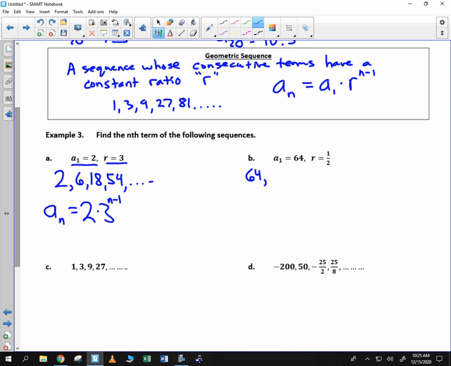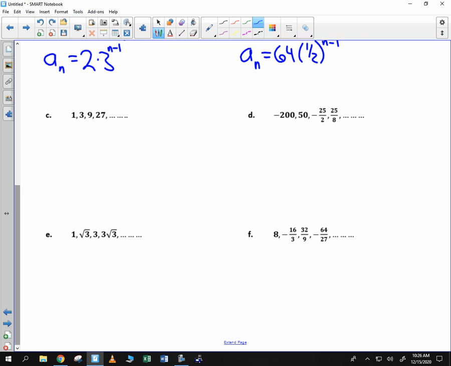First term is 64. If the ratio is 1/2, then it would be 32, 16, 8, 4, and so on and so forth. So your a sub nth term is equal to your first term times the ratio to the n minus 1 power. Here they don't give you the ratio. You can see that the ratio is 3. So a sub n is equal to your first term, which is 1, times your ratio, which is 3, to the n minus 1 power.